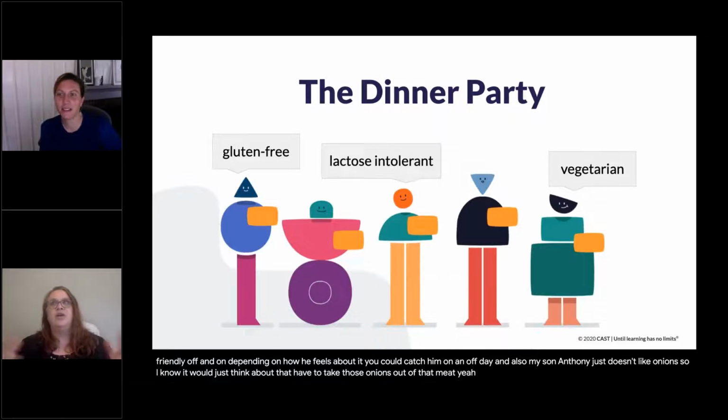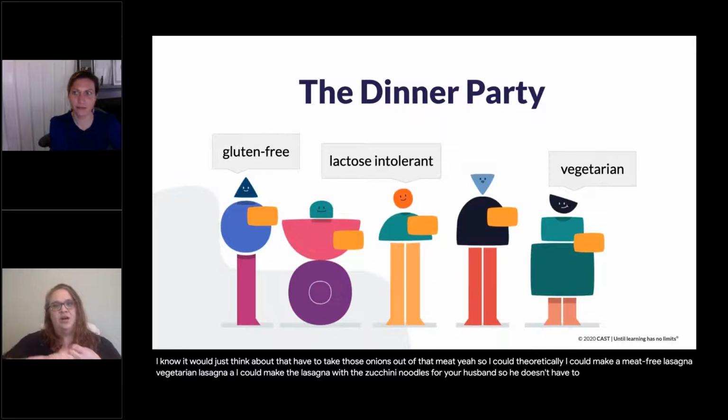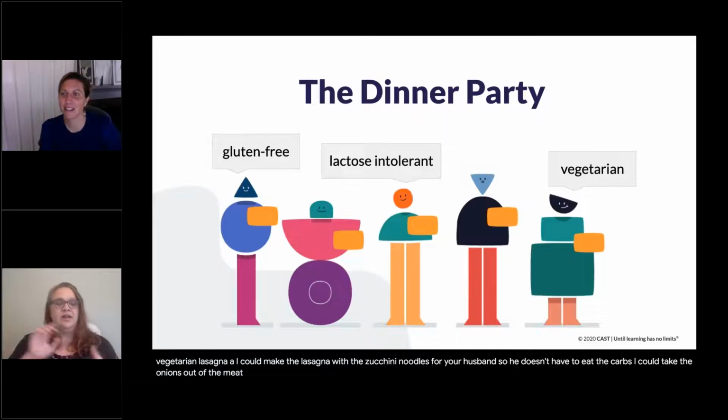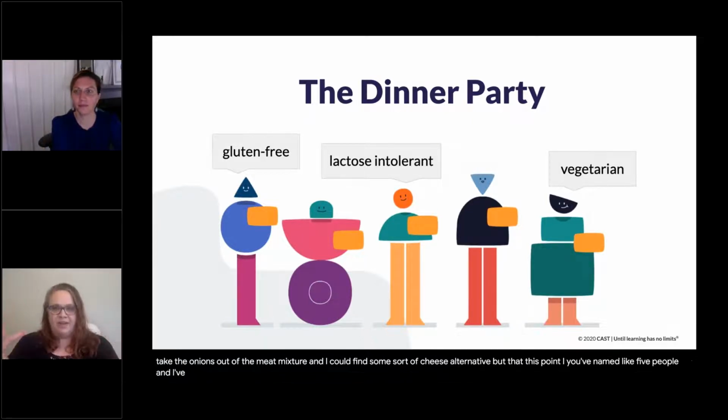Yeah. So theoretically, I could make a meat-free, vegetarian lasagna. I could make the lasagna with zucchini noodles for your husband so he doesn't have to eat the carbs. I could take the onions out of the meat mixture, and I could find some sort of cheese alternative. But at this point, you named like five people, and I've already made five lasagnas. So that's a lot of lasagna.